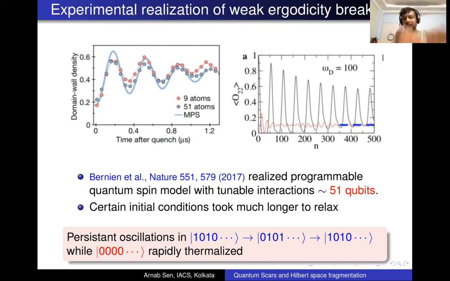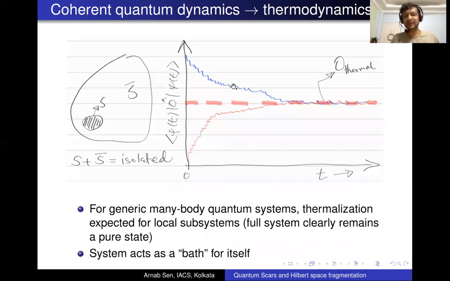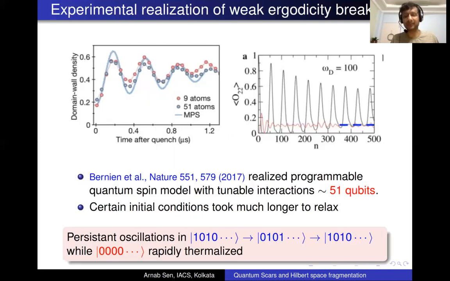You would expect you prepare those initial conditions in your lab and you just let them go. You just quench them with respect to this interacting Hamiltonian. What you would expect is precisely this. But what they saw in their experiment was something completely different and extremely surprising. What they saw was, while most initial conditions rapidly thermalized, there were few initial conditions, very simply preparable initial conditions, which actually failed to thermalize. In fact, they showed some very peculiar oscillations.